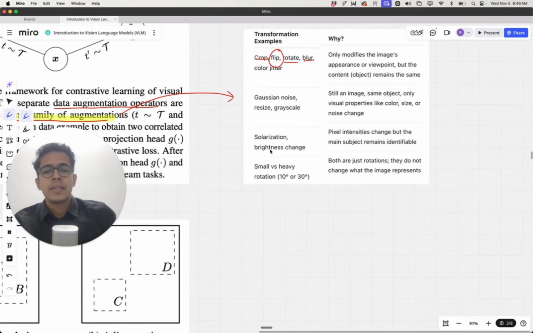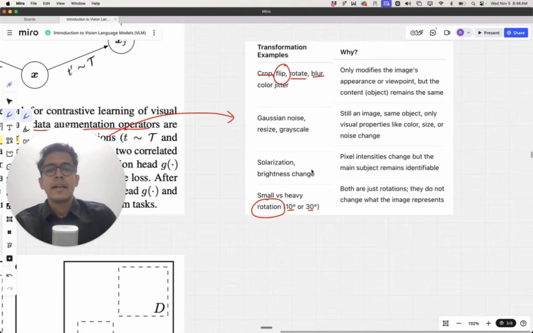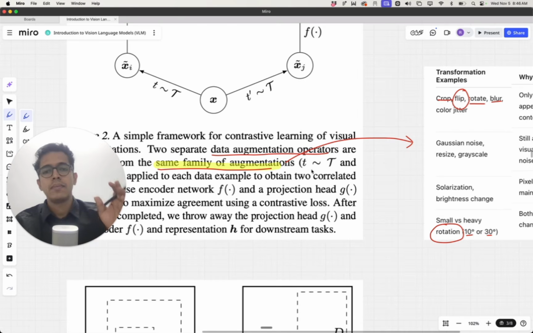Another set of transformations that can belong to the same family is rotation with different degrees of rotation. So a 10-degree rotation clockwise is one type of transformation. A 30-degree rotation anti-clockwise is another transformation. They all belong to the same family. So it doesn't matter, as long as you are applying transformations belonging to the same family, they are all positive pairs.